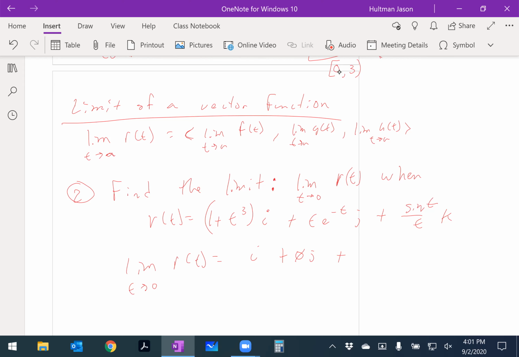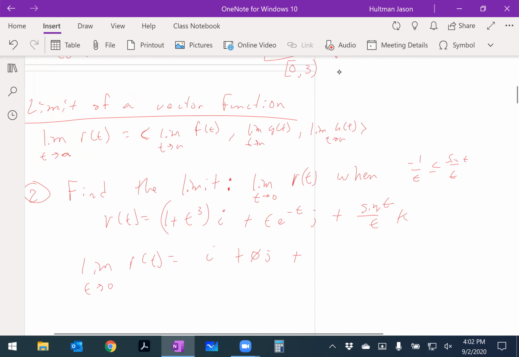We could also use the squeeze theorem here to find the limit of this thing. How can we squeeze this thing? Negative 1 over t is less than or equal to sine of t over t, which is less than or equal to 1 over t. It's kind of interesting.